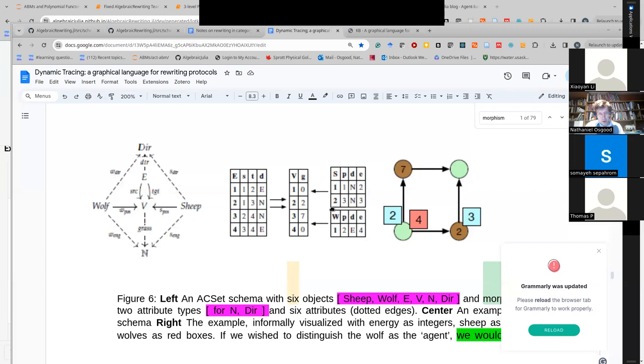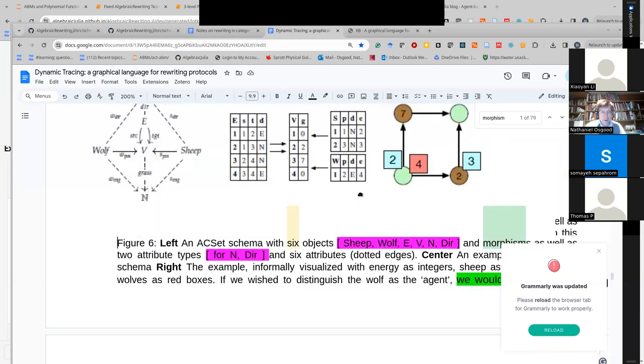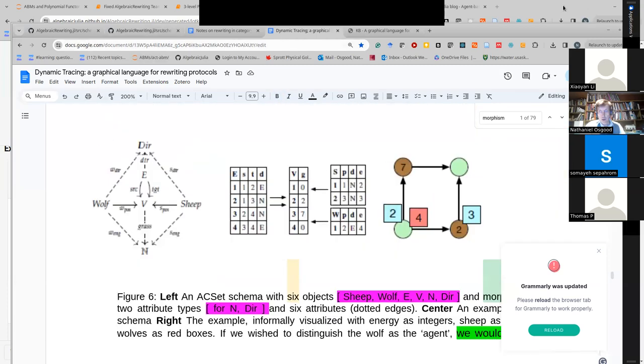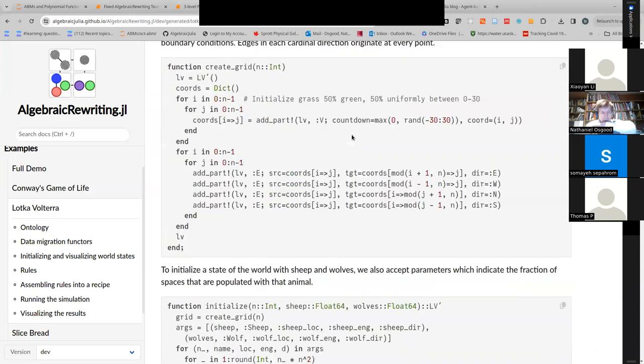And then here we have sheep and wolves, right? And they have energies which are just given by values in the table. And they have directions given by values in the table for this sheep. Then we have positions which point to vertices here. So some of these are foreign keys, but the ones associated with attributes are not. Okay, I think this is all going to be quite familiar to you.